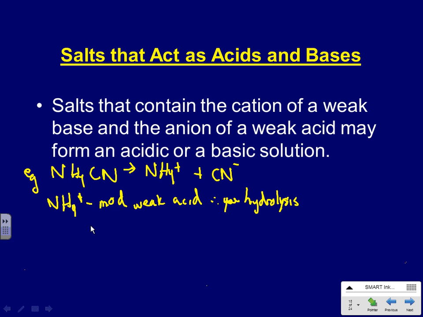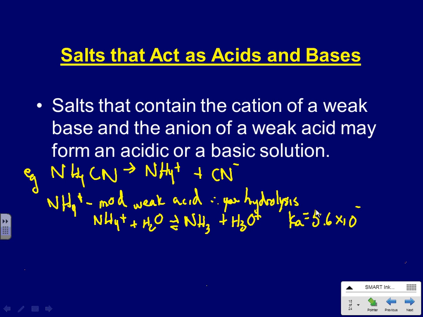And let's quickly write the hydrolysis. I'm going to try to squeeze this in because I want to get both of them on the page. So that means NH4 plus plus H2O is going to get me NH3 plus H3O plus. And I would like the Ka to that, if someone could tell me that, if it's nearby. 5.6 times 10 to the negative 10. All right? And you might say, hey, it's going to be acidic.